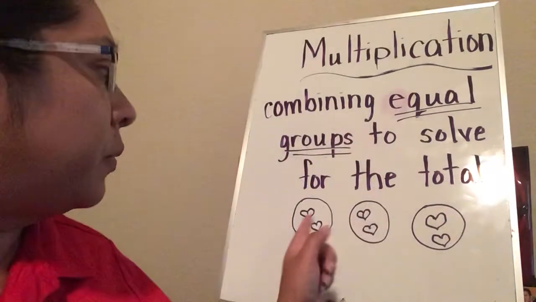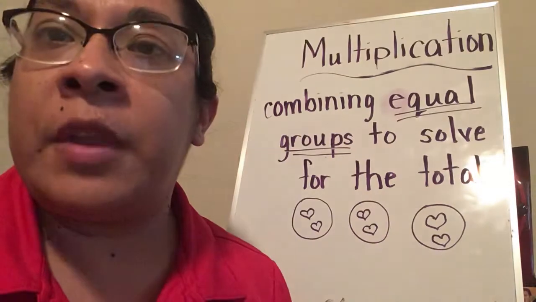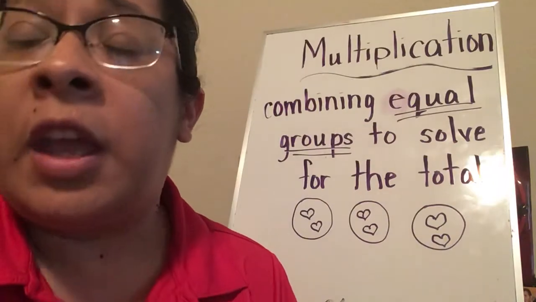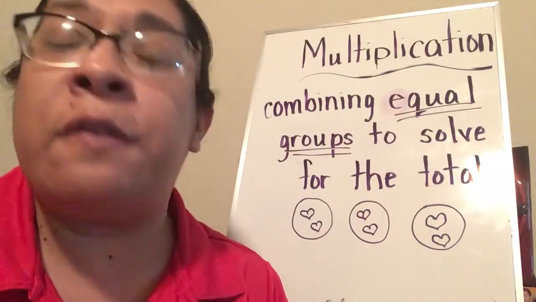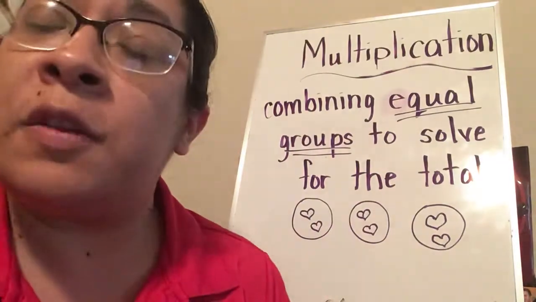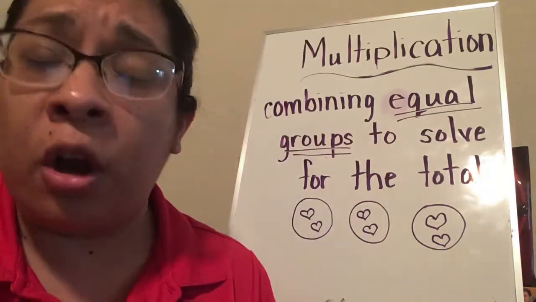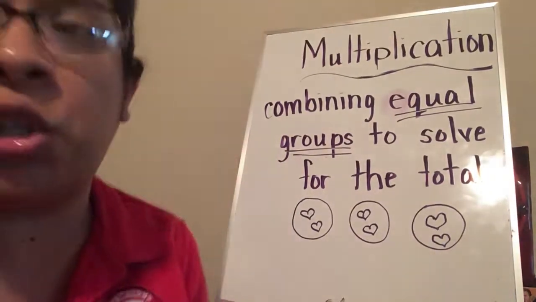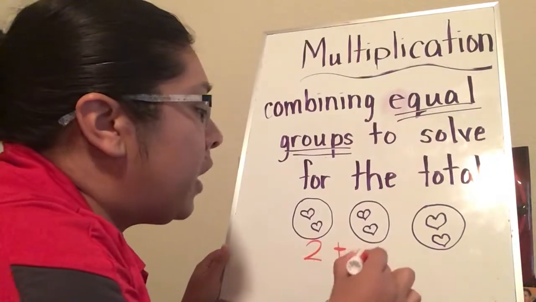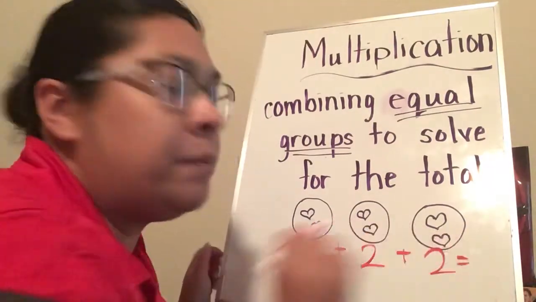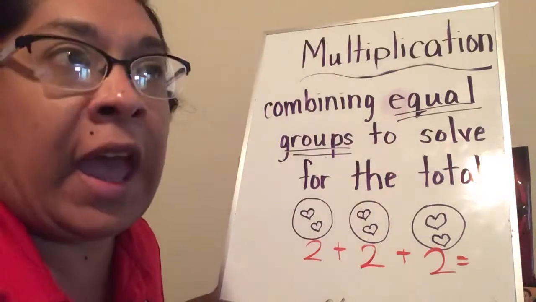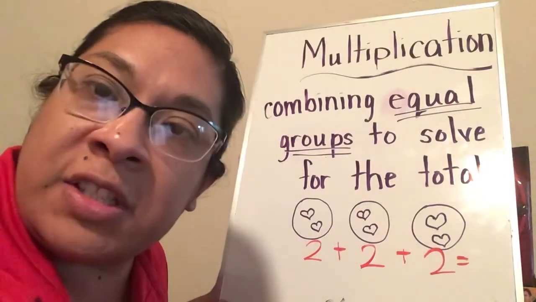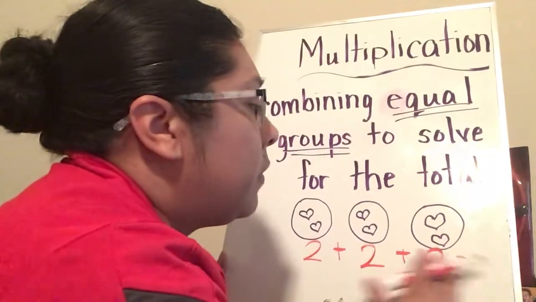So, for example, here we have hearts. Okay, now we need to figure out the total amount of hearts. Now, I often say that multiplication is a faster way of adding because if you want to find out the total number of hearts, you can actually add it up, right? Because you could do 2 plus 2 plus 2, right? And that is actually called repeated addition. But what multiplication does, it makes it easier, okay?